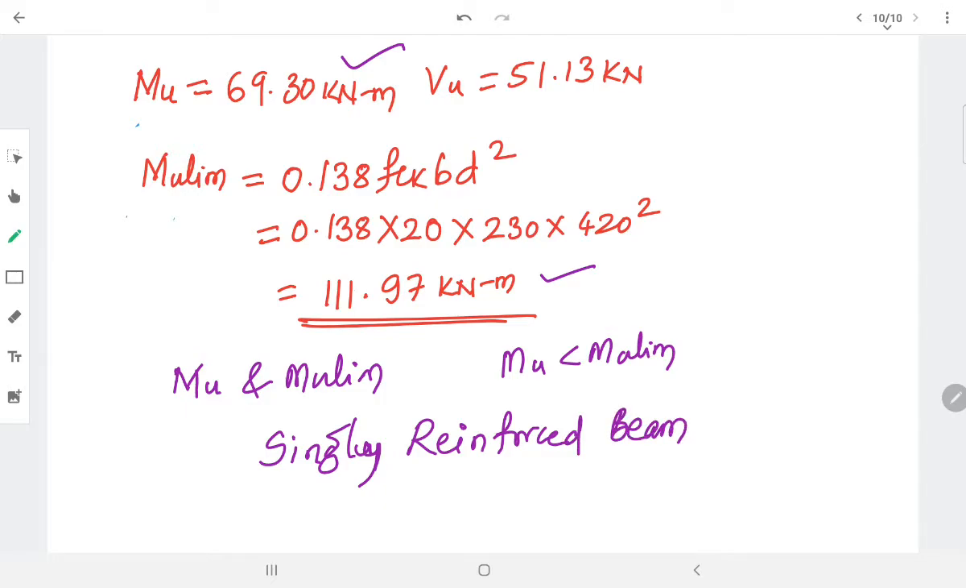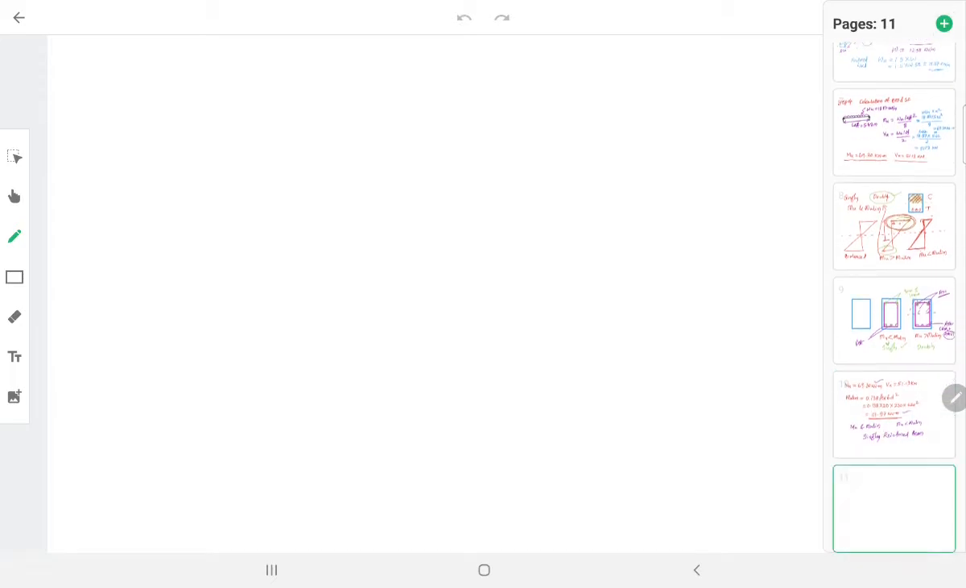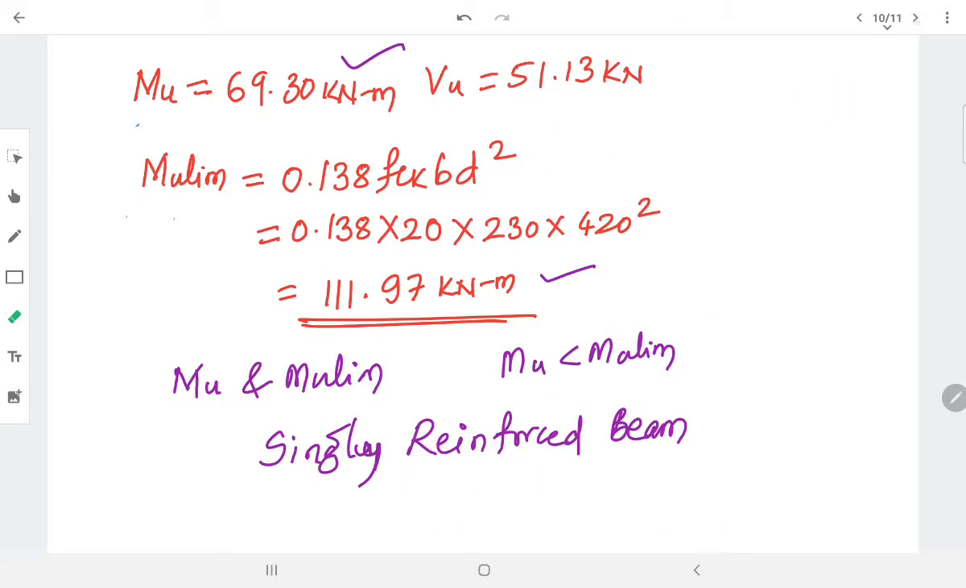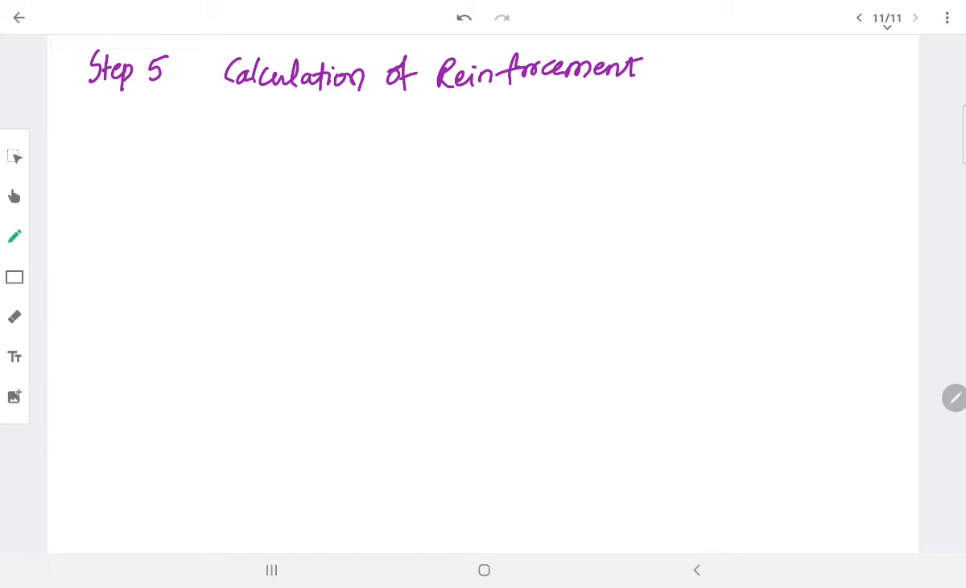Singly reinforced beam. So next, if it is a singly reinforced beam, I need to find out the reinforcement only at the bottom, that is calculation of AST. This is the next step. I think it is the fifth step. In the fourth step, we calculated the bending moment and shear force as well as the comparison. Step 5 is calculation of reinforcement.